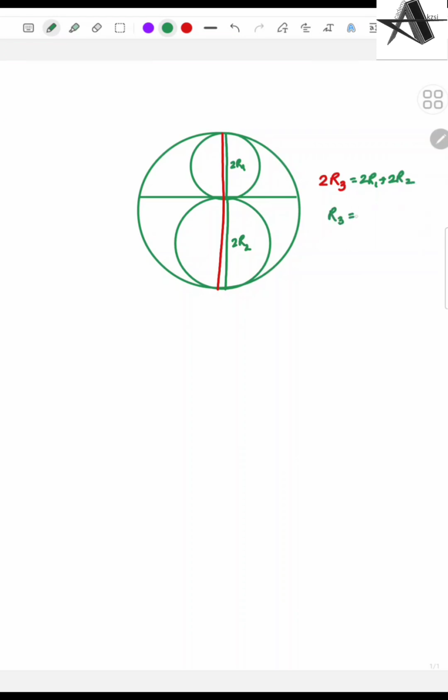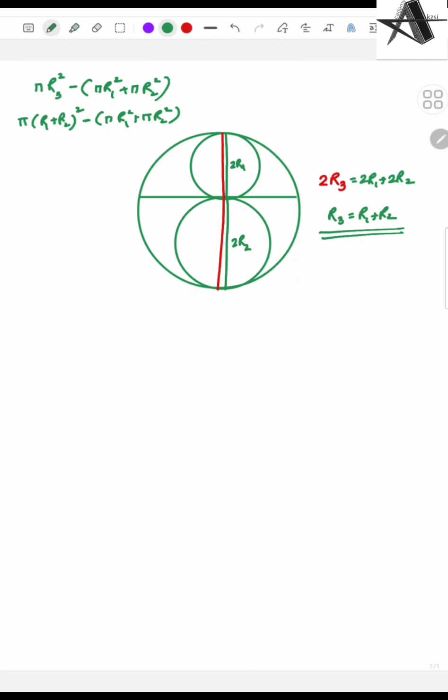From here I can write R3 is equal to R1 plus R2. This is the relationship between R3, R1 and R2. So for the unshaded portion, we know it's pi R3 squared minus the addition of these two, pi R1 squared plus pi R2 squared. So now we know R3 is equal to R1 plus R2. This can be written as pi (R1 plus R2) whole squared minus (pi R1 squared plus pi R2 squared).